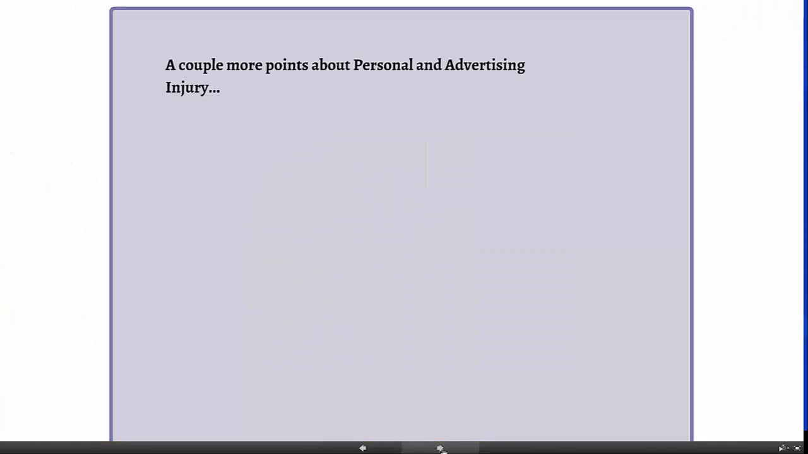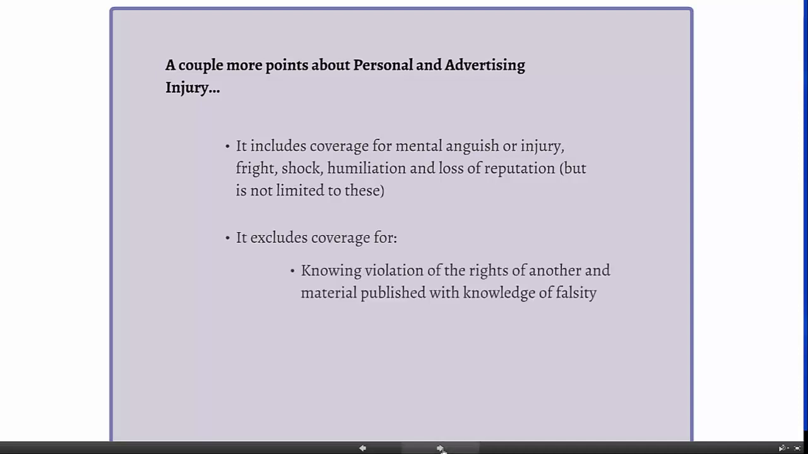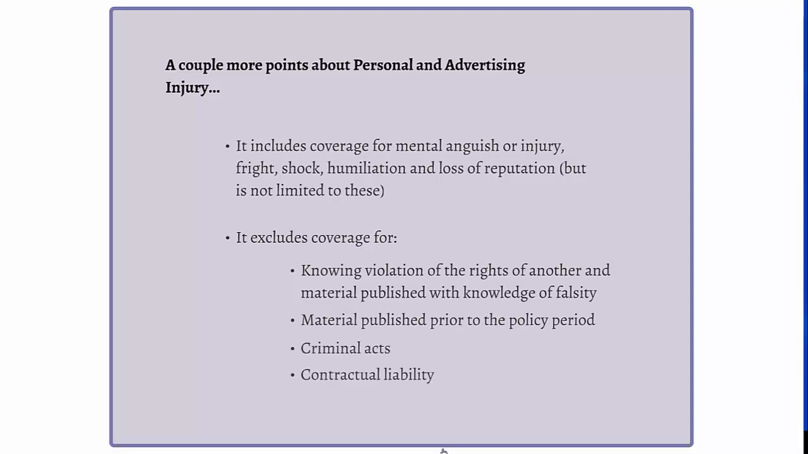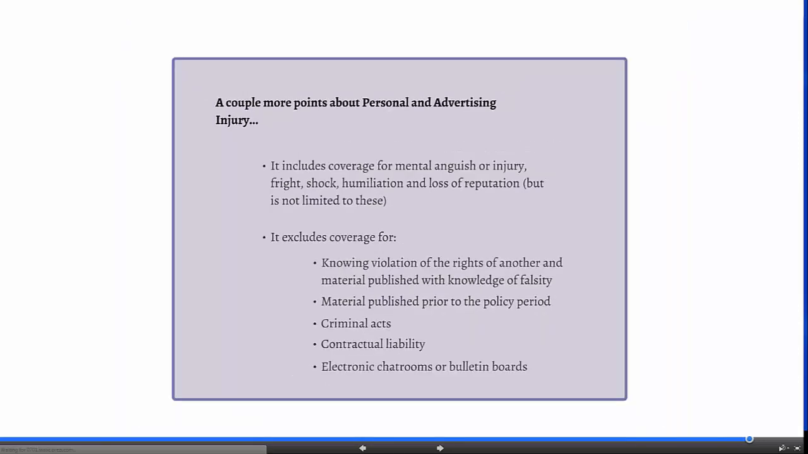A couple more points about personal and advertising injury. It includes coverage for mental anguish or injury, fright, shock, humiliation, and loss of reputation, but it's not actually limited to these. It excludes coverage for a knowing violation of the rights of another and material published with knowledge of falsity. Material published prior to the policy period, criminal acts, contractual liability, and electronic chat rooms or bulletin boards. There are some other exclusions, but this is enough for our purposes.